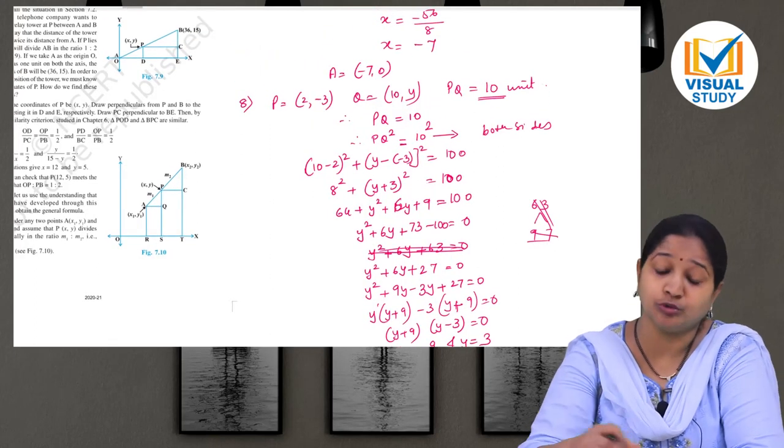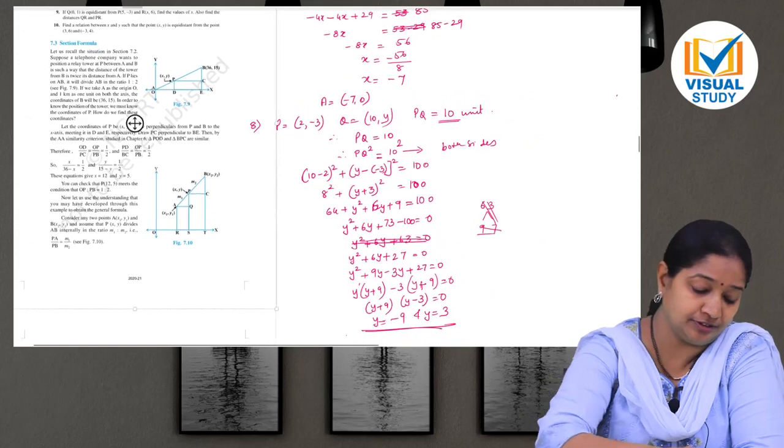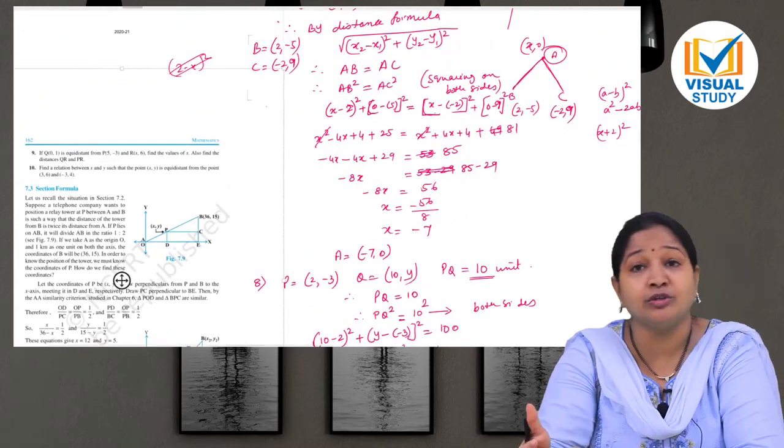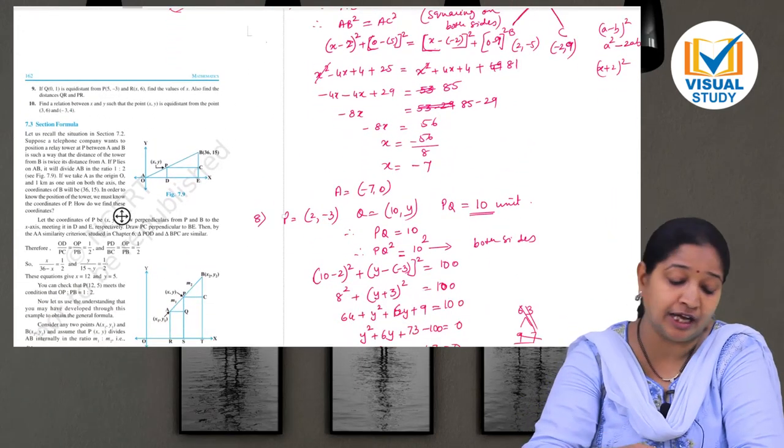See, what silly mistakes can happen. If we do not square both sides, then we are not going to get the answers here.